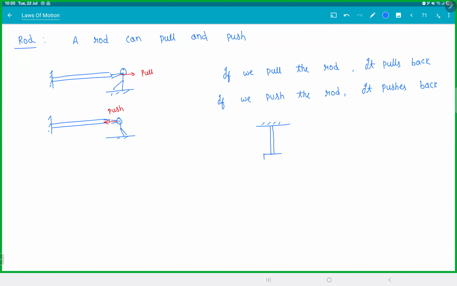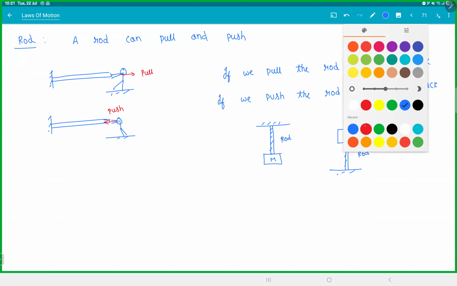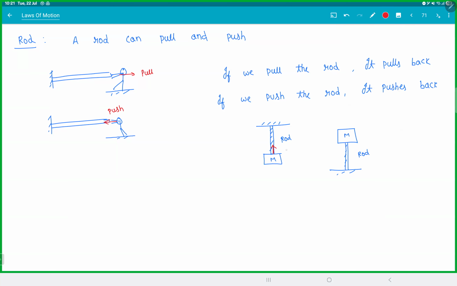If you take a rod and put a block like this, M, the rod is good. The rod will pull you up. You can also take the block M and put the rod down. This is also fine. The rod pushes back. So here, the rod pulls up. Here, the rod pushes up. Because here Mg is pulling down, so it will pull the block up. Here Mg is trying to push down, so the rod will push up.